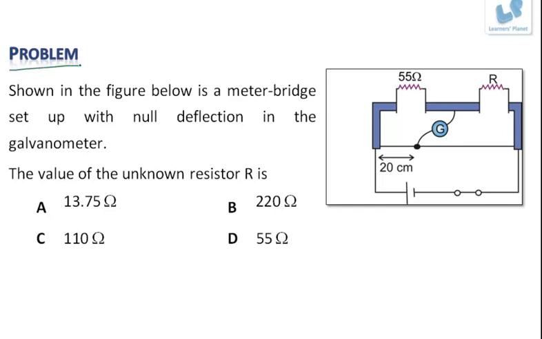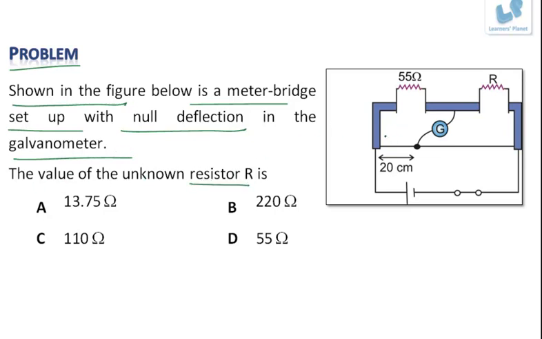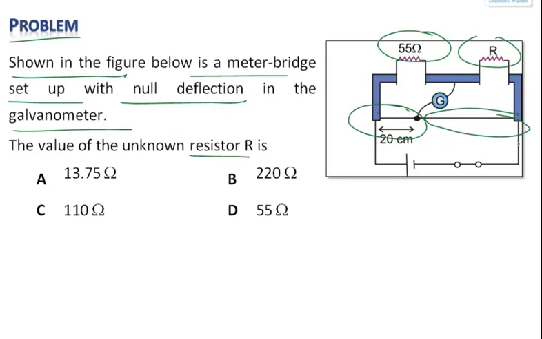Now let us look at the next problem. Shown in the figure below is a meter bridge set up with null deflection in the galvanometer. The value of the unknown resistance R is. Now the balancing of meter bridge means that there is no current flowing through the galvanometer. That means the ratio of the resistance is equal to the ratio of the lengths. Okay, so this is based on the principle of balanced Wheatstone bridge.